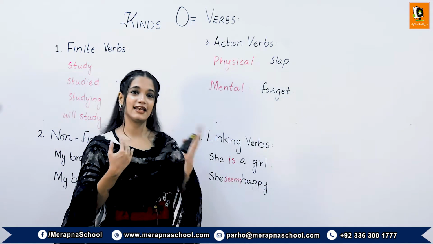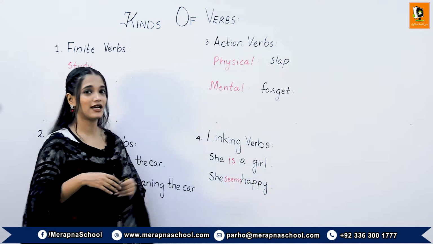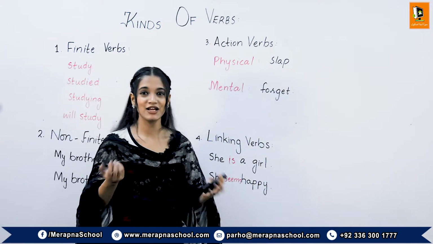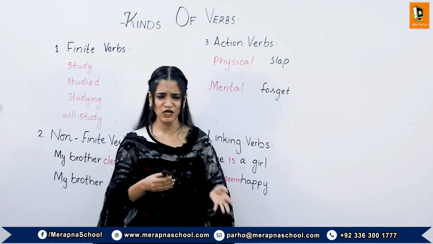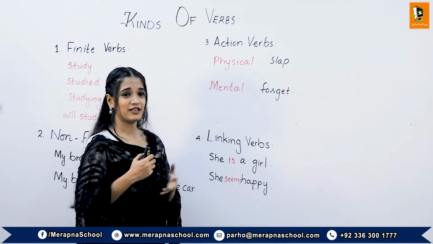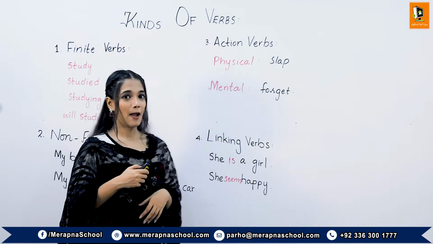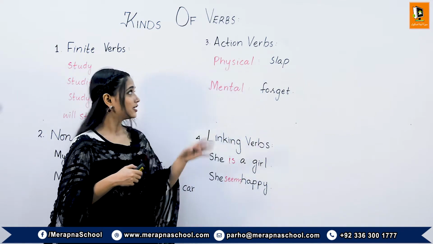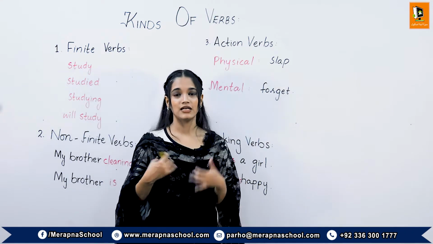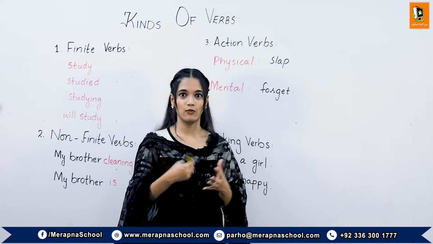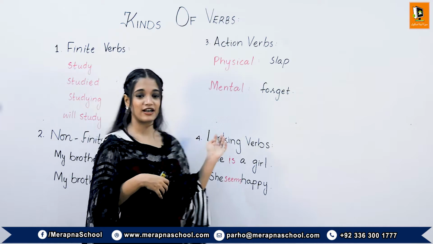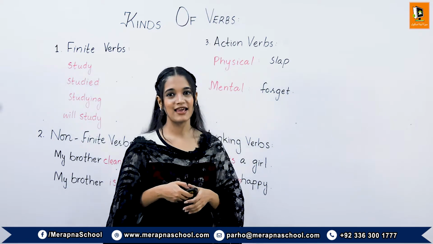Now moving on to the next kind of verb, the action verbs. Action verbs show the action of the nouns or pronouns. The action can be physical and can be mental. The physical action can be like slap, walking, sleeping, doing some work. And the mental action can be like forget, forgive, etc.